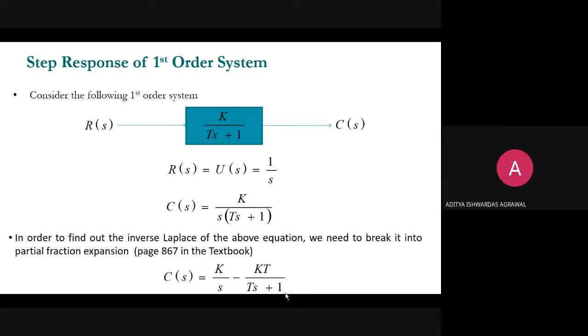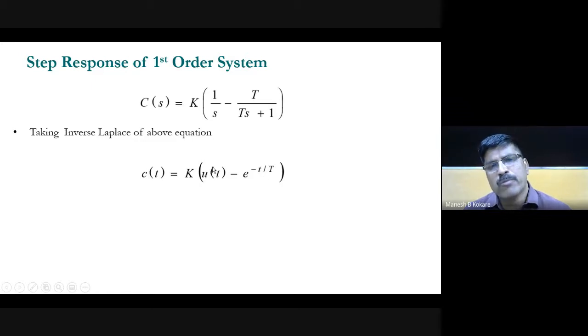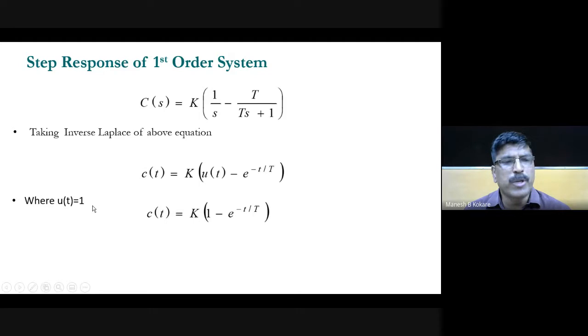So here your response will be equal to K into U of t minus e raised to minus t by T. Here the unit step is nothing but magnitude equal to 1, where U of t equals 1. So C of t will be equal to K into 1 minus e raised to minus t by capital T, right? Now we would like to plot the response of this system for a unit step.